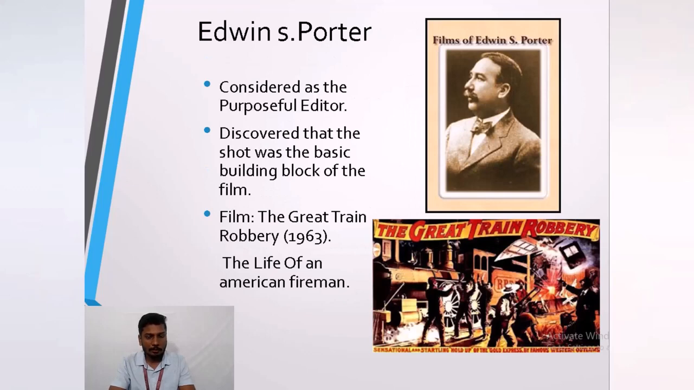Edwin S. Porter, considered a purposeful editor, discovered that the shot was the basic building block of film. The films: The Great Train Robbery, 1903, and Life of an American Fireman.